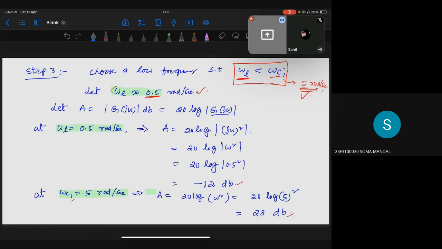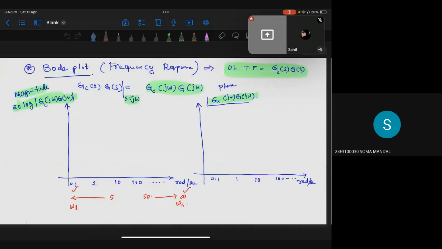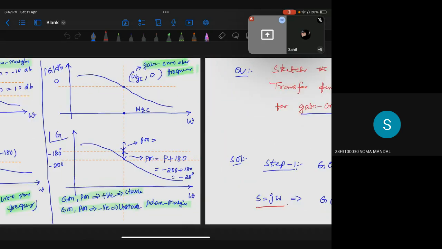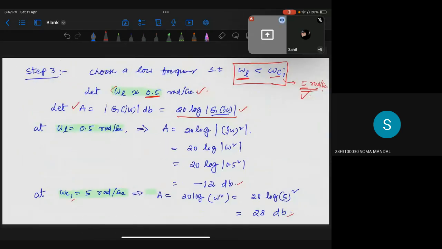Then we have to calculate the y-axis value. Y-axis is basically 20 log of the magnitude of G of j omega. Am I correct? You can see here, this is the y-axis. We have 20 log of the open loop transfer function. In this case, this is that term.